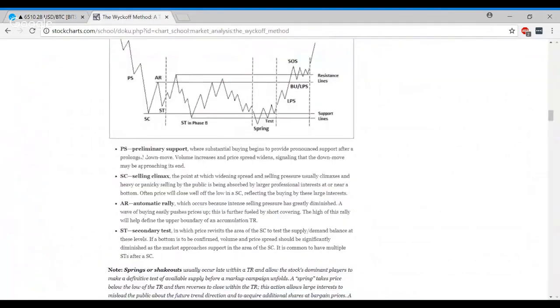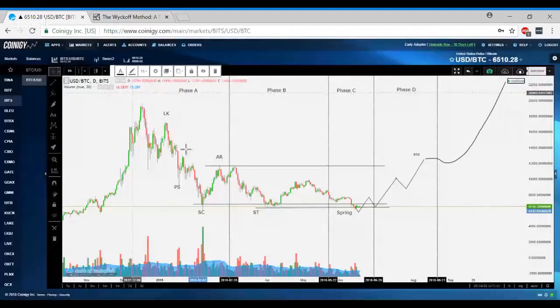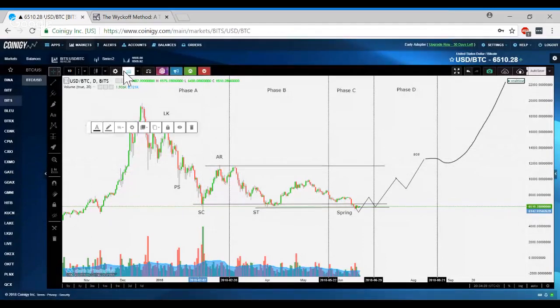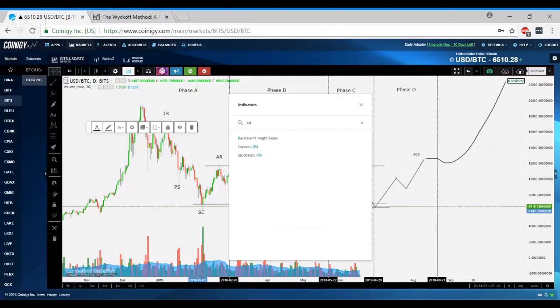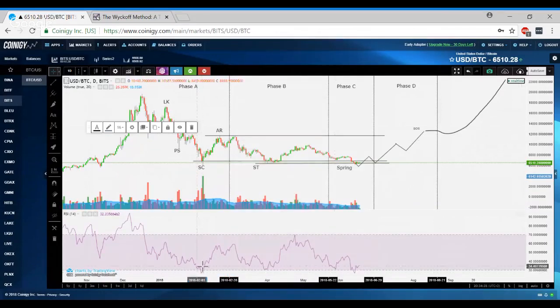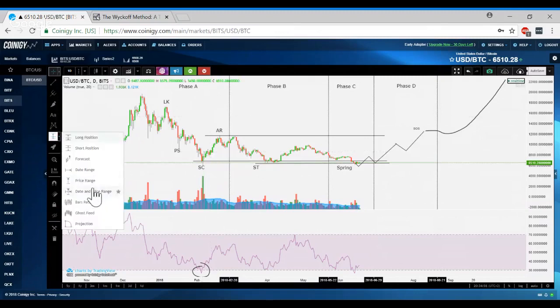After the selling climax, we come to the automatic rally. It speaks for itself. An automatic rally is a rally that occurs after the selling climax. Often you will find that things are oversold, and you will find this in the RSI, Relative Strength Index. You can see that at this point, the daily was oversold quite heavily, whereas in the preliminary support, there was no oversold on the daily. This triggers an automatic bull reaction, which can be seen in the price.